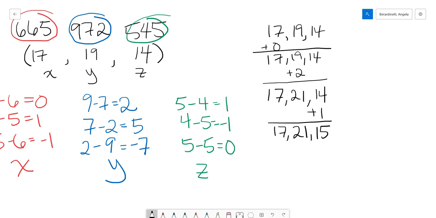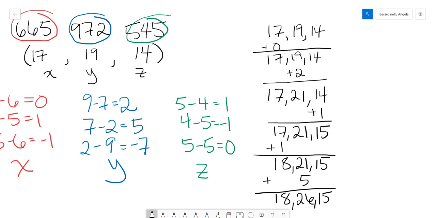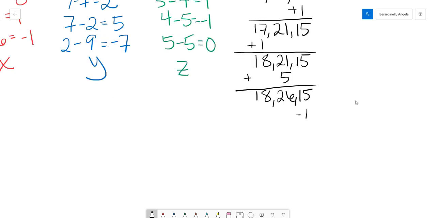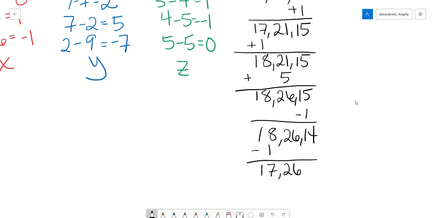So we've done 0 on the x, 2 on the y, 1 on the z. Now 1 on the x, 5 on the y, negative 1 on the z. So the next spot will be plus 1 in the x-axis. That's 18, 21, 15. Plus 5 on the y-axis, so 18, 26, 15. Plus, minus 1 on the z-axis, so we go to 18, 26, 14. And then we do our last moves on each axis. So minus 1 on the x-axis, 17, 26, 14.